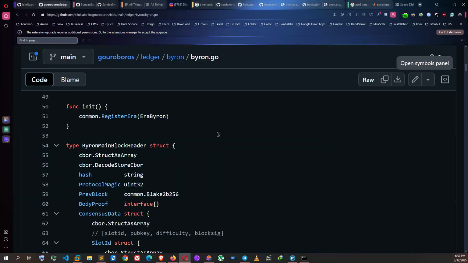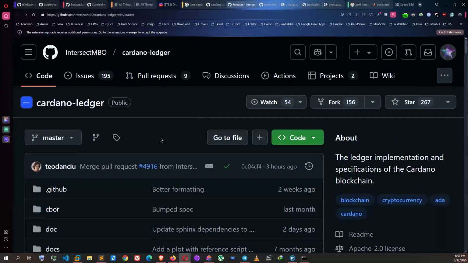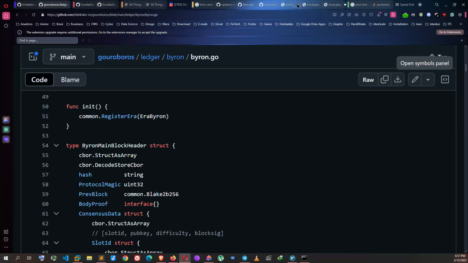So Ouroboros is just that. It's like a Cardano ledger in the code, so that it creates blocks. And what would those blocks be? Well, based on this configuration. So now you have these blocks.